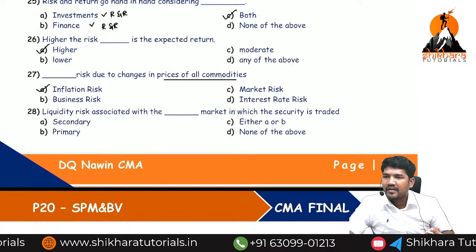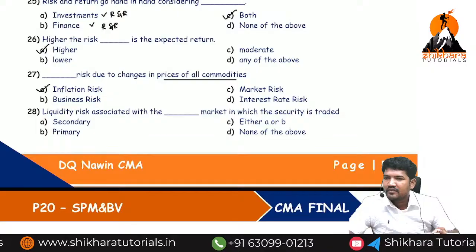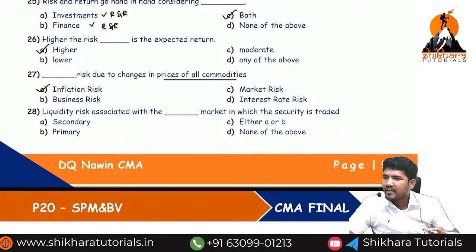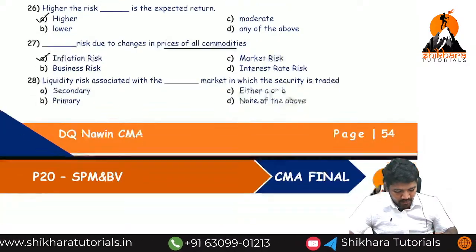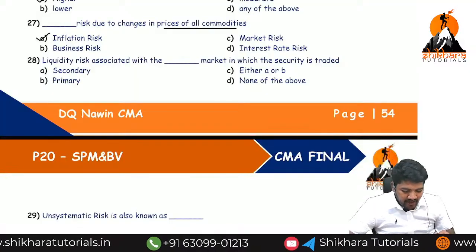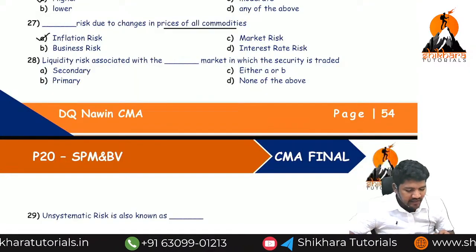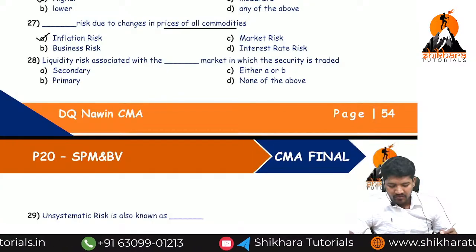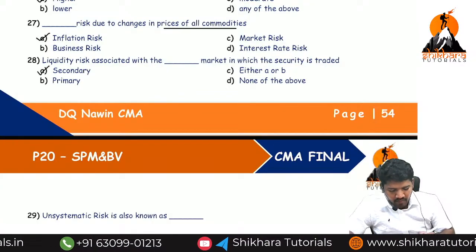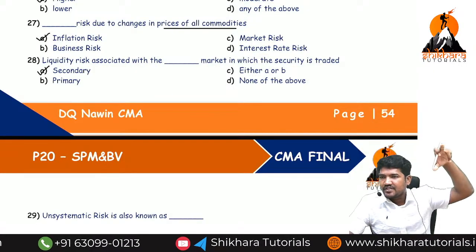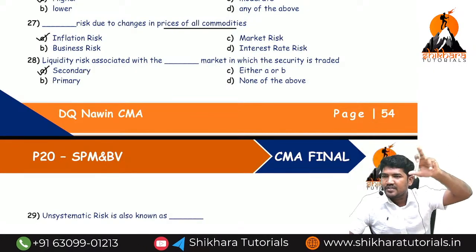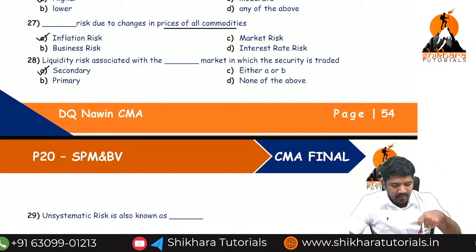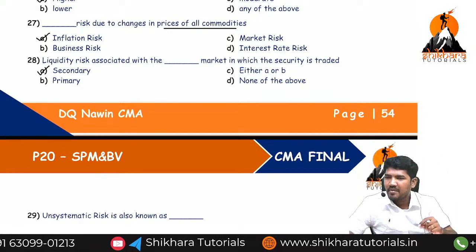That kind of tactics they will play. Are you clear, sir? Alternative names are very, very important. Now, illustration number 28: liquidity risk is associated with the dash market in the securities traded. Liquidity risk, which market? Primary market is known as market risk, share prices, primary market. When it comes to liquidity risk, it talks about the secondary market.